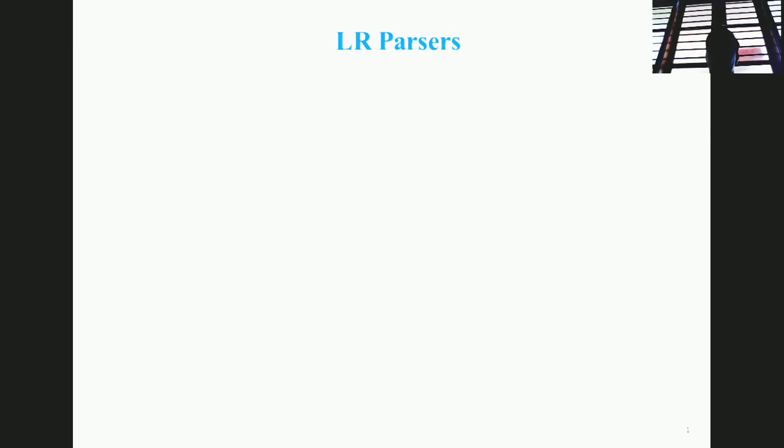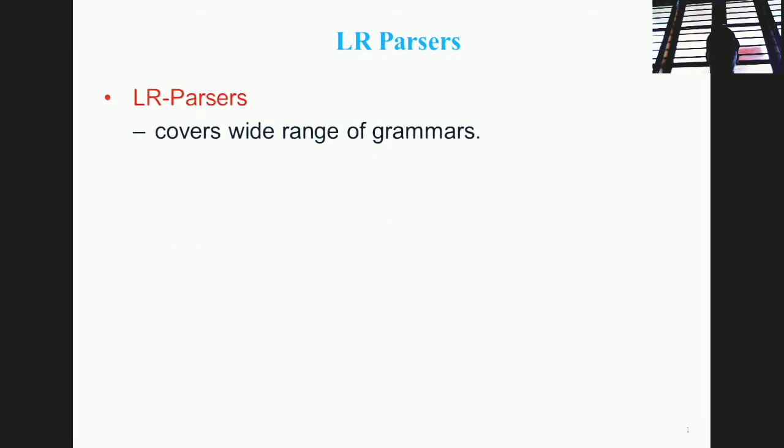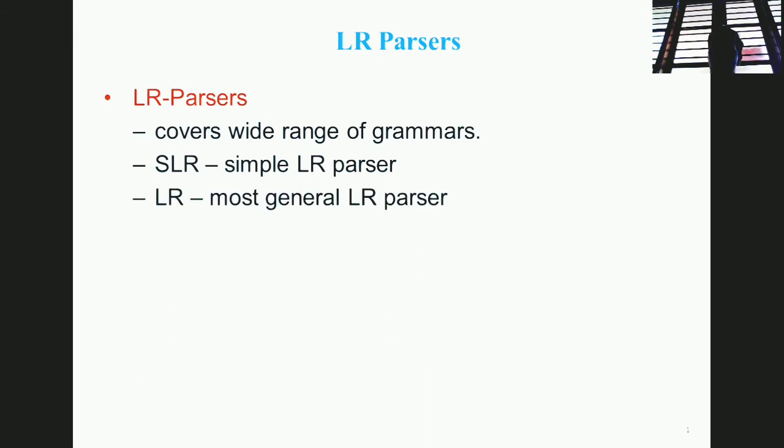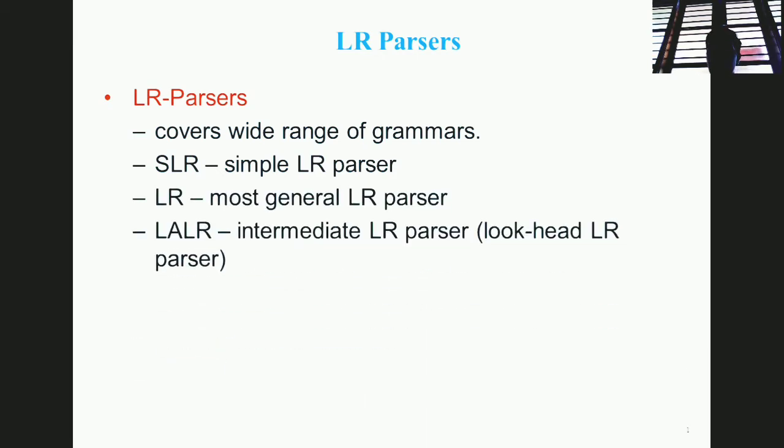These things occur because the parser will not know when to shift or when to reduce. To overcome that problem, we use LR parsing techniques. There are many ways to do that, and they also cover a wide range of grammars. One is SLR, also called simple LR parser. The next one is LR, the most general LR parser. The third one is LALR parser, which looks ahead for an input symbol.